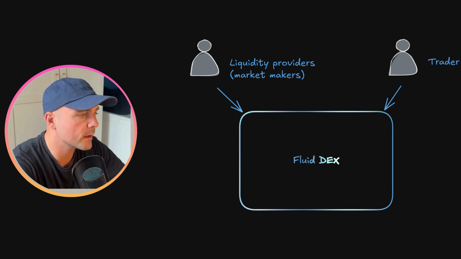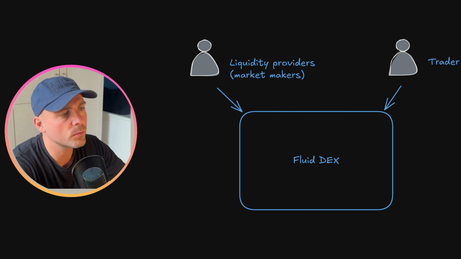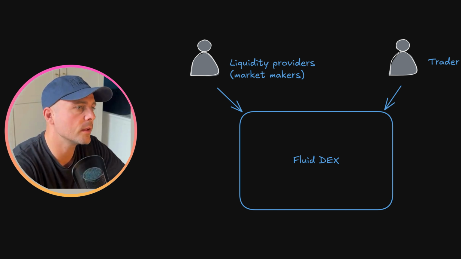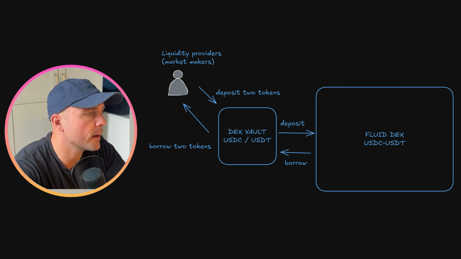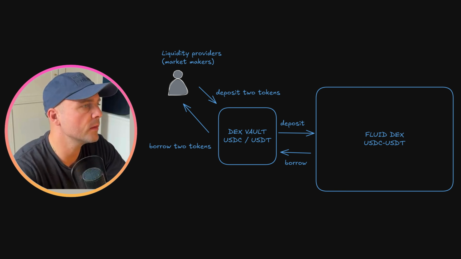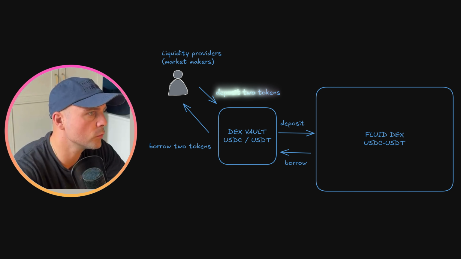Fluid DEX, like any other DEX, exposes two kinds of functionalities to end users. First off, it allows liquidity providers or market makers to supply tokens into the DEX, and it allows traders to swap against it. Let's get started by looking at how liquidity provision works within Fluid DEX. It actually works similarly to how Fluid Vault works, but it differs in the sense that instead of depositing one token, you deposit two tokens.